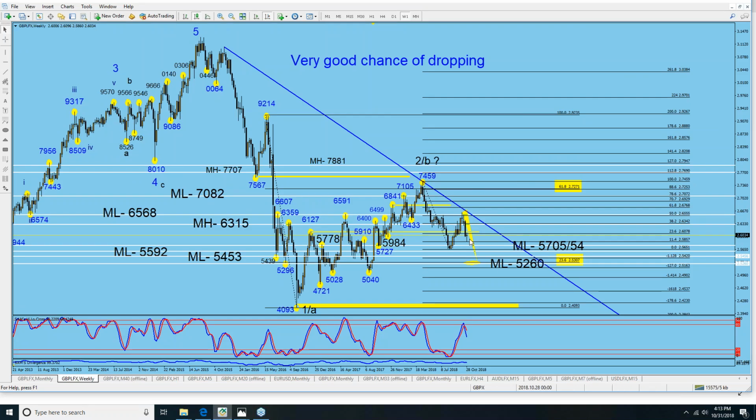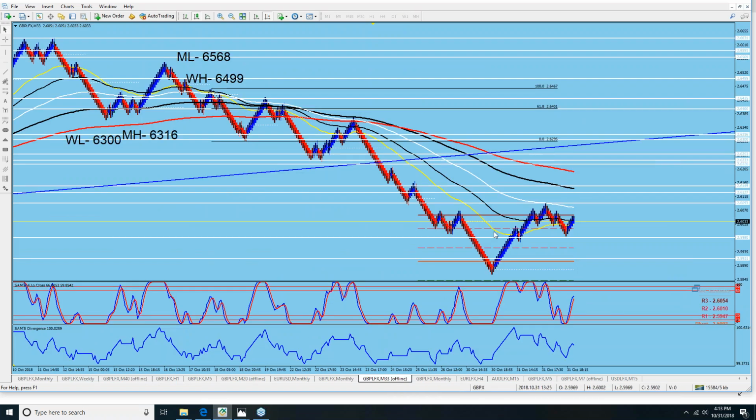But be aware of this, that the pound may turn to the upside. Now, if you look at the 20-minute, and let's say we take a look at the 33-minute chart, how does it look?